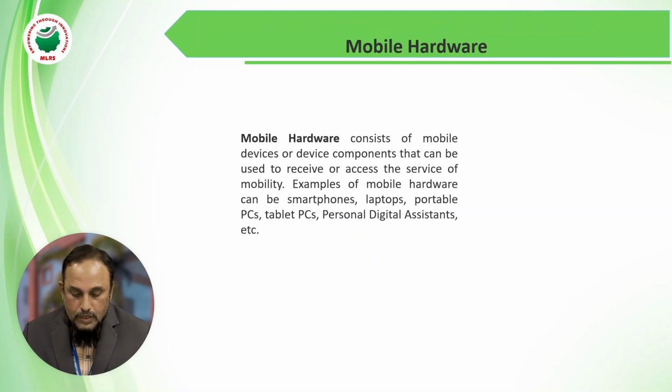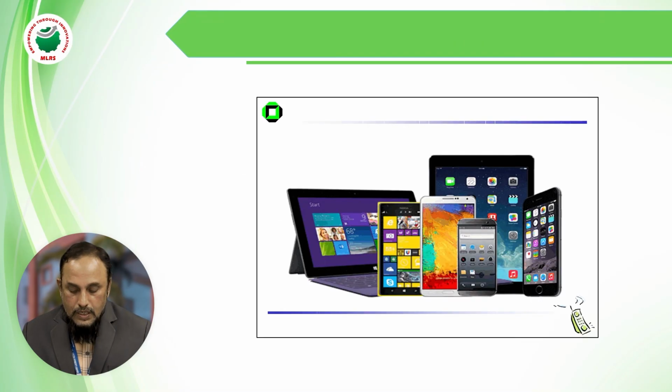Okay, now we come to mobile hardware. Mobile hardware is nothing but your mobile smartphone or a laptop or whatever you say. Mobile hardware consists of mobile devices or device components that can be used to receive or access the services of mobility. Examples of mobile hardware can be smartphones, laptops, portable PCs, tabs, and personal digital assistants, PDAs, etc. Okay, these are the mobile hardwares. I will show the diagram of these mobile hardwares here. See, these are the mobile hardwares.